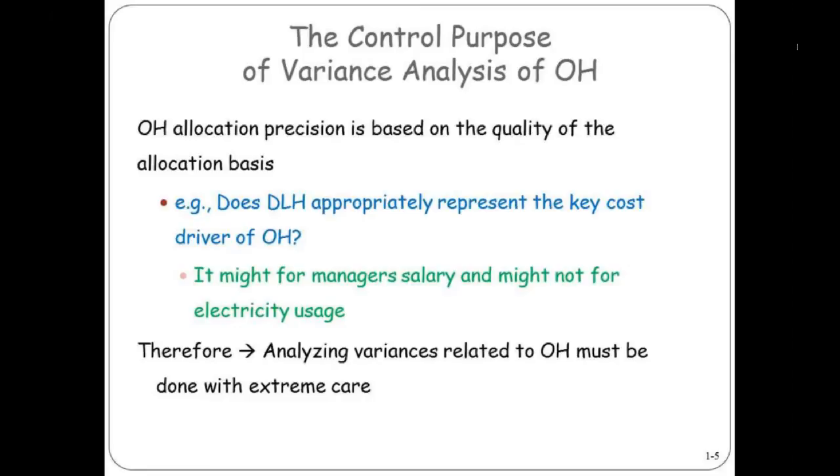Remember, like I said, the allocation precision is based on the quality of the allocation basis. If direct labor hours aren't an appropriate measure for your overhead, then the basis is wrong, your allocation will be wrong, you'll have variances. So you want to have, hopefully, some kind of a cause and effect between the basis and the overhead category that you're allocating. So for a manager's salary, maybe direct labor is a reasonable basis because you may need additional managers as you increase your staffing levels.